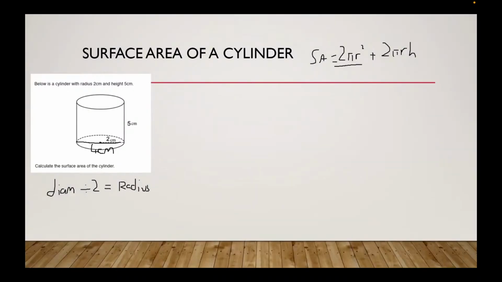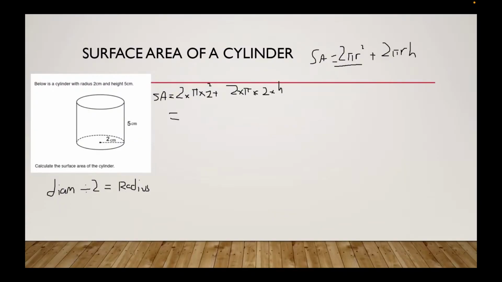Okay, so let's use the surface area formula to get myself an answer. My radius refers to the circle part. So the radius is not 5. 5 is my height, the radius is my 2. So it would be 2 times pi times 2 squared, plus 2 times pi times the radius, which is 2, times the height, which is 5. And we can just put this straight on the calculator.